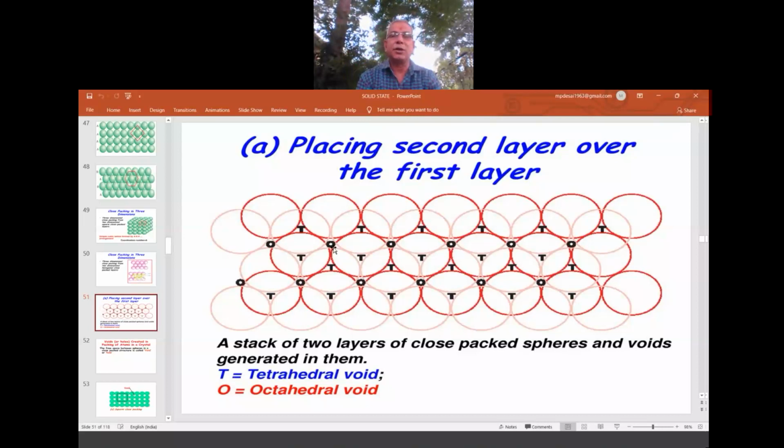So it is with the help of four spheres, four particles, four combining atoms, that we create a tetrahedral void. The tetrahedral void or empty space is created with the help of four particles. In the same way, how is an octahedral void created? Octahedral is created with the help of six spheres. How? See, first you take three as usual, a triangle. Now one circle is here, two are here.